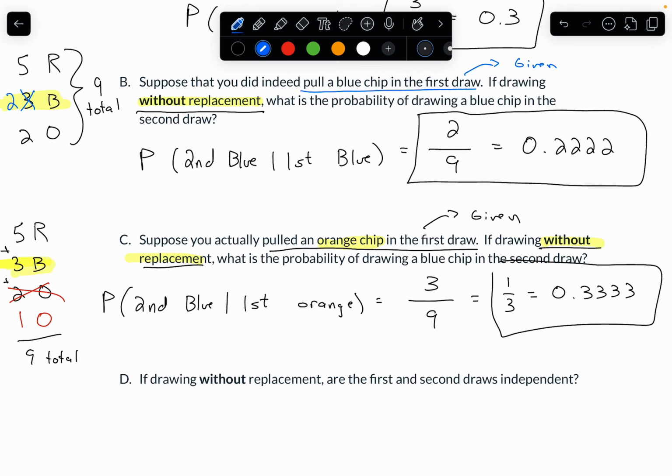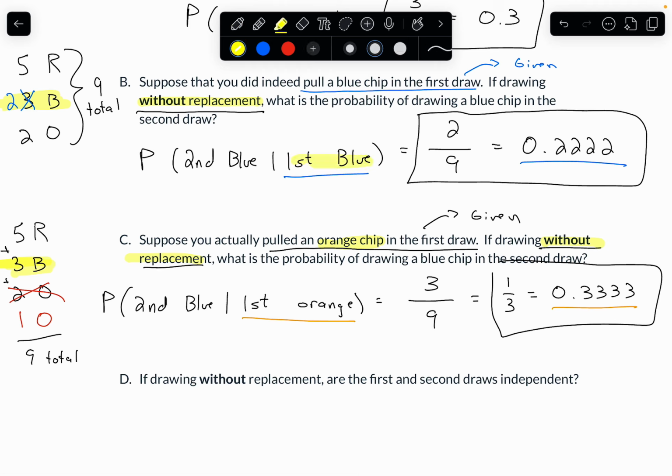Meaning, does the outcome of the first draw have any effect on the outcome of the second draw? Well, here the first draw was blue. We ended up with a probability of 0.2222. Here in this case, in part C, the first draw was orange, and the probability of that same event, the second being blue, is 0.3333. So what I'm noticing here is that, yes, it does matter.